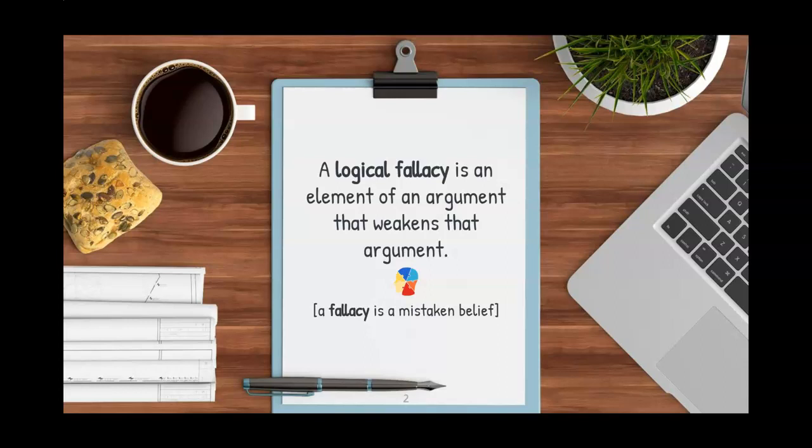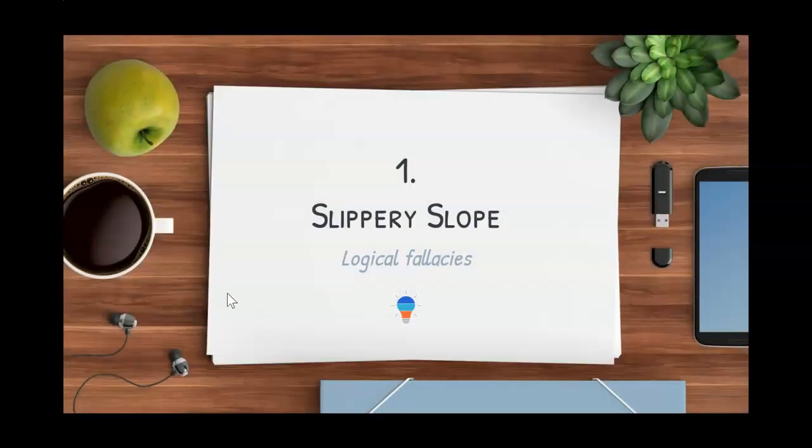Doesn't mean it doesn't appeal to us emotionally, doesn't mean it doesn't get people riled up and on board with whatever, but it just means that logically it is a weaker argument. This word fallacy on its own just means a mistaken belief. So the first one that we're going to talk about, and the one for this video, is called the slippery slope logical fallacy.